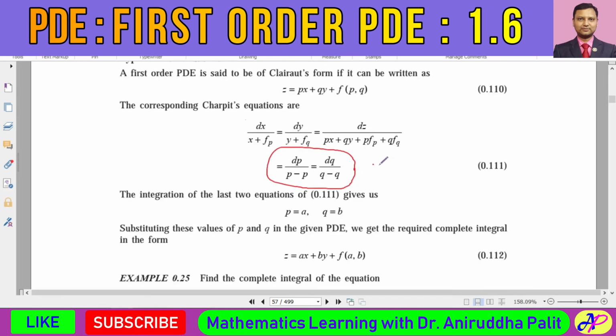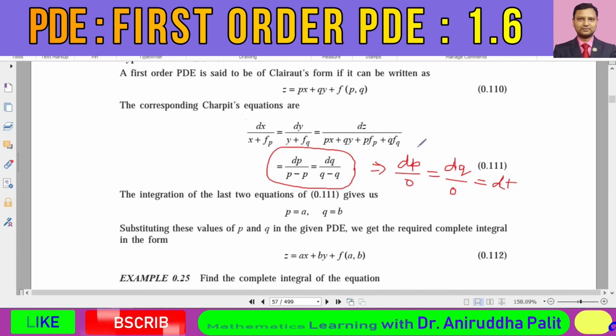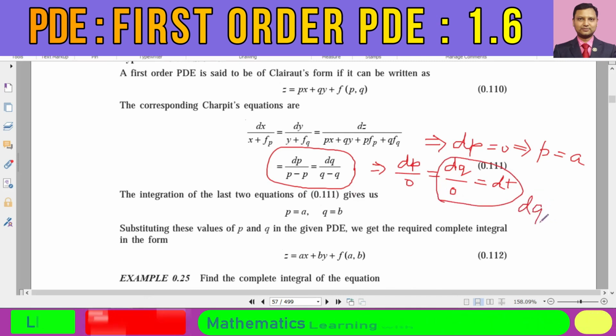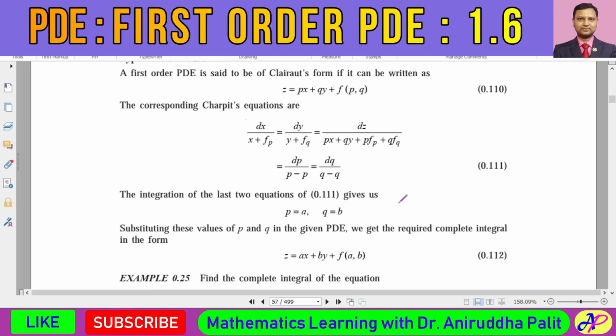These last two ratios will be in the form dp divided by 0 and dq divided by 0. Whatever the expression may be, maybe dt or whatever, dp will always be equal to 0. Therefore, from this relation we can say that p is equal to some constant, maybe a. Similarly, from the ratio dq by 0, dq will always be equal to 0, and therefore q must be equal to some other constant b. So we have the final result that p is equal to a and q is equal to b.